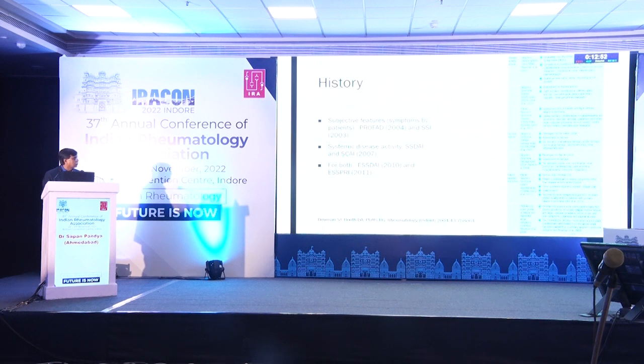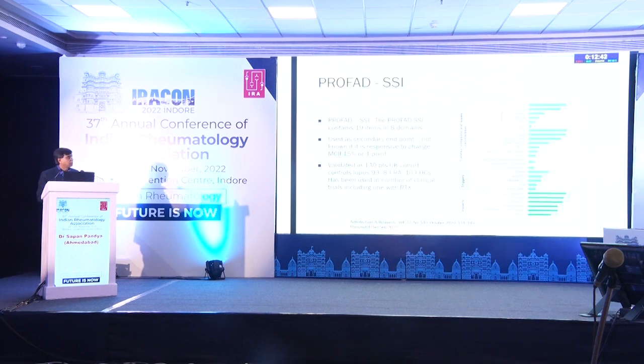I'll be going into some of them, so you may not look at that. And these were the timelines of when these outcome measures were actually made. So the first one is the profile. This is for fatigue and domain system. This is the Sjogren's Systemic Inventory.